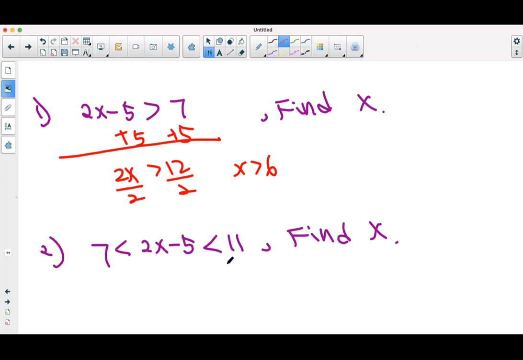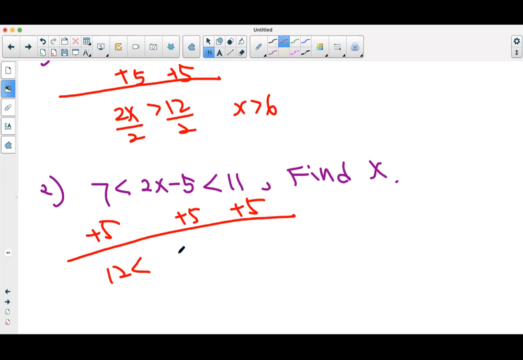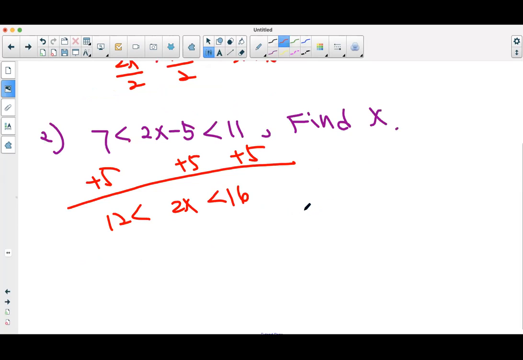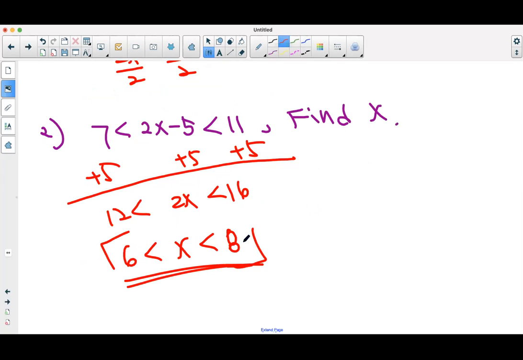But the second one is exactly the same. Instead of doing it in 2 sides, we're going to be doing it in 3 sides. So I'm going to add 5 all throughout. Then I get 12, which is less than 2x, which is less than 16. And I'm going to divide everything by 2. Then I get 6, which is less than x, which is less than 8. How about that? You see? Now, that's one way for you to do it.